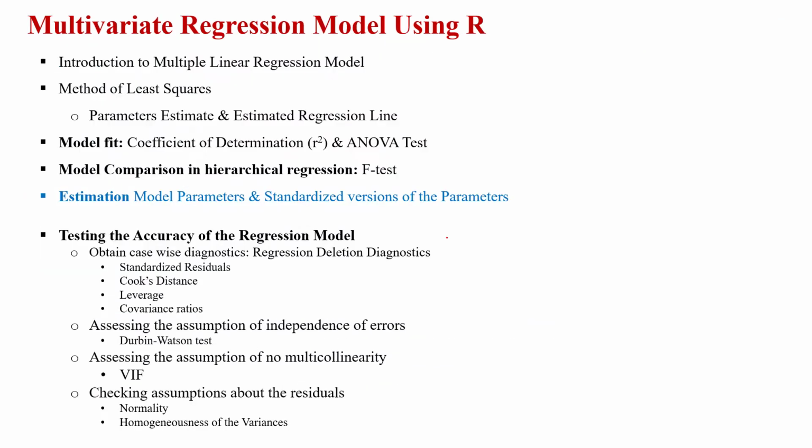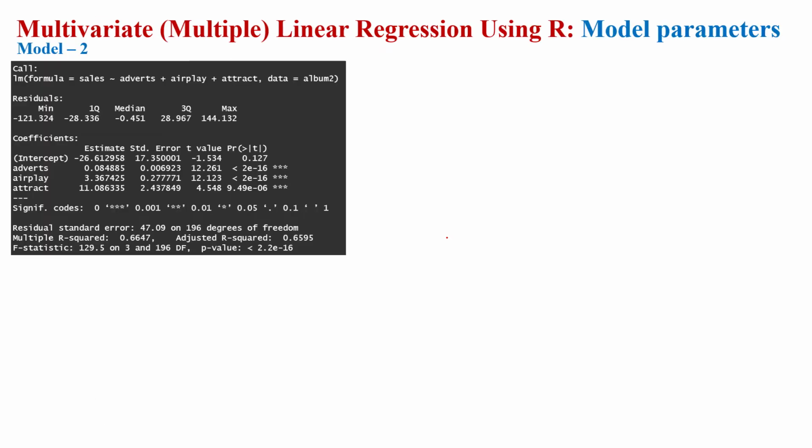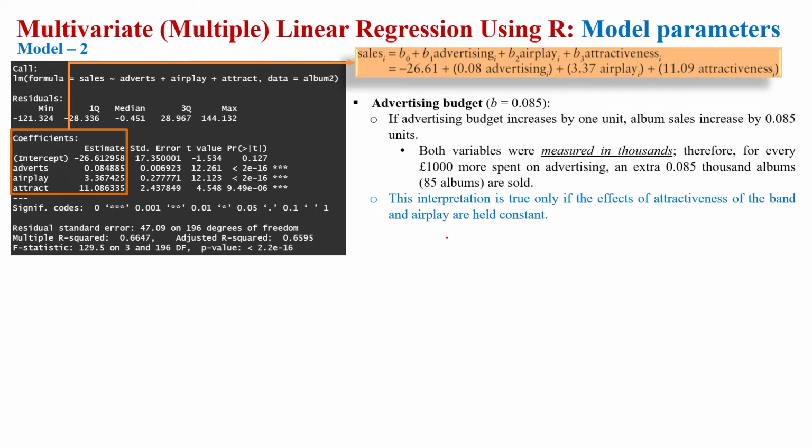Okay, now let's discuss the parameter estimation. First of all, once we have run this model 2, that is basically sales and advertisement expenditure, airplay and attractiveness, we got the parameter estimation. This is the value of beta naught. This is the value of beta 1, beta 2 and beta 3, right? Because we have the budget in thousands of pounds.